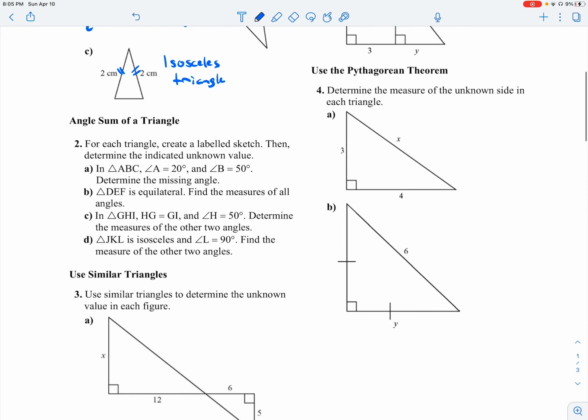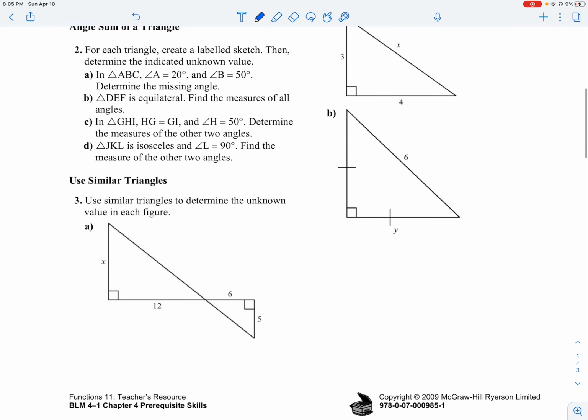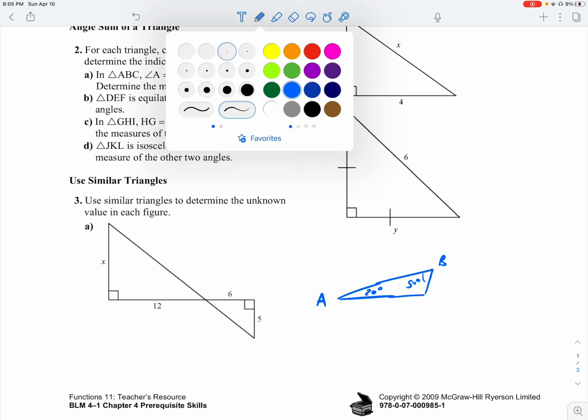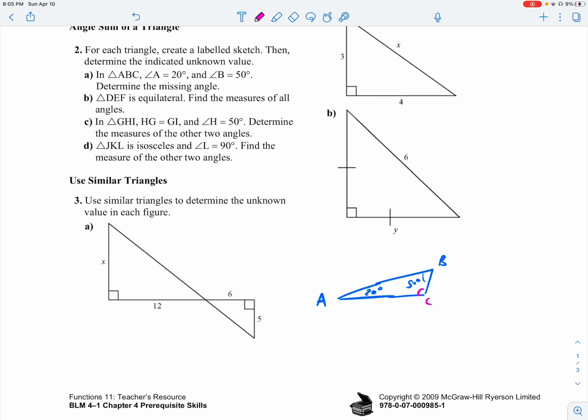Okay, question 2. For each triangle, create a labeled sketch and determine the indicated unknown value. In triangle ABC, angle A is 20, angle B is 50. What's the unknown angle? Let's go ahead and draw this. Angle A is only 20, and angle B is 50. We'll make this one angle B, that's 50. And we're looking for this unknown angle C.